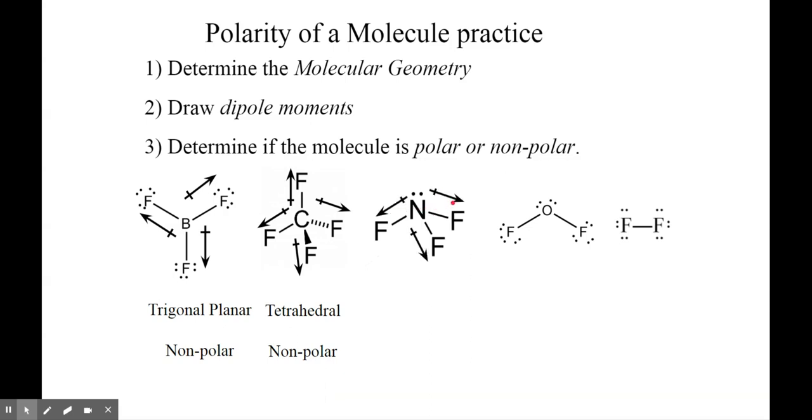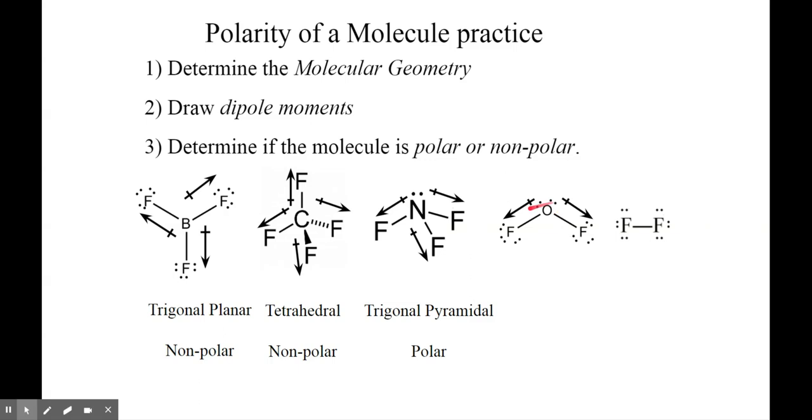Here we have NF3. Again, there are 3 polar bonds. But now we have this non-bonding pair, which, instead of being trigonal planar, makes it trigonal pyramidal. Because it makes these all bend to one side, they don't perfectly cancel, and this thing is going to be polar.